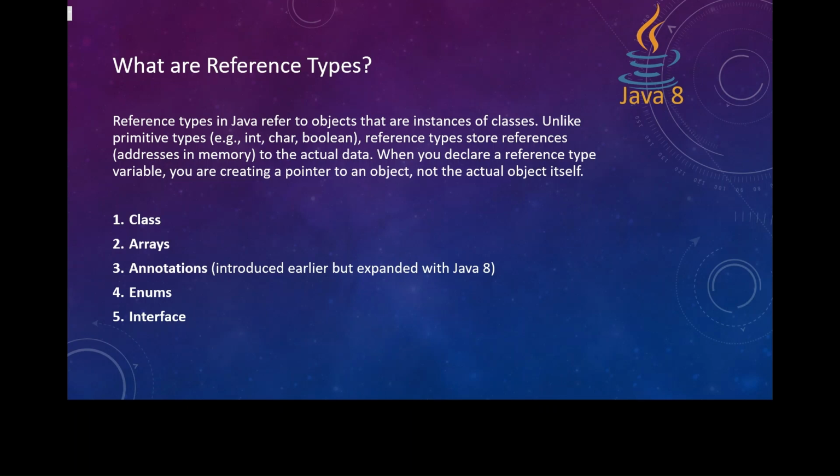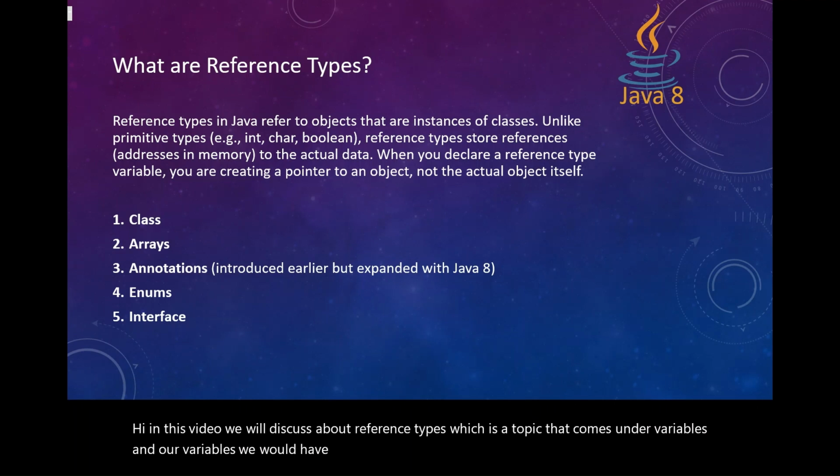Hi, in this video we will discuss reference types, which is a topic that comes under variables. And under variables, we would have seen what a variable is. A quick recap: a variable is basically a container that holds the data throughout the execution of the program.